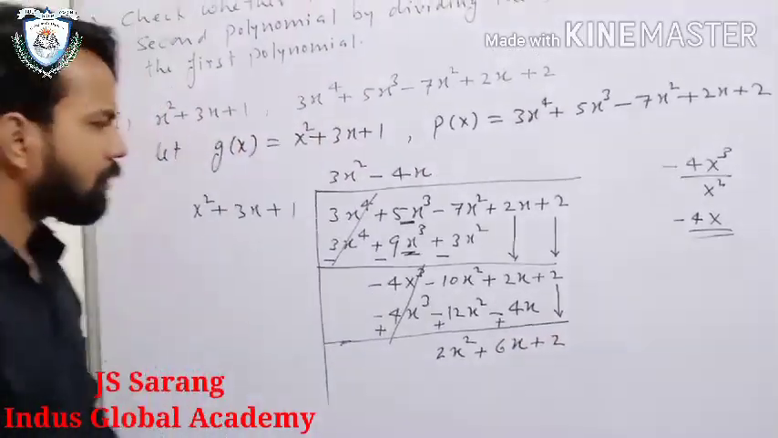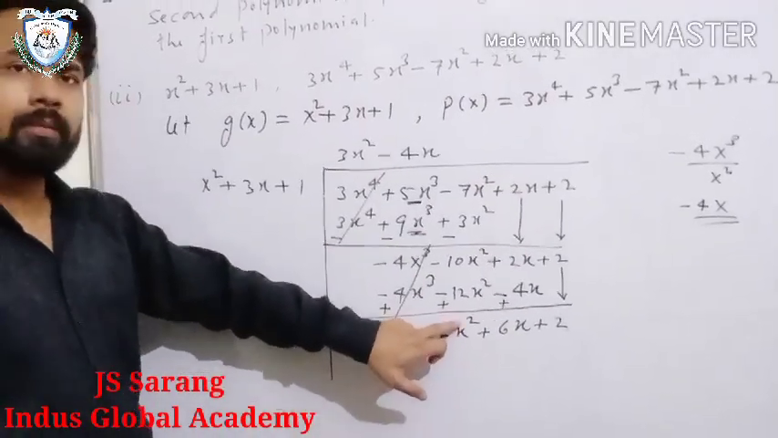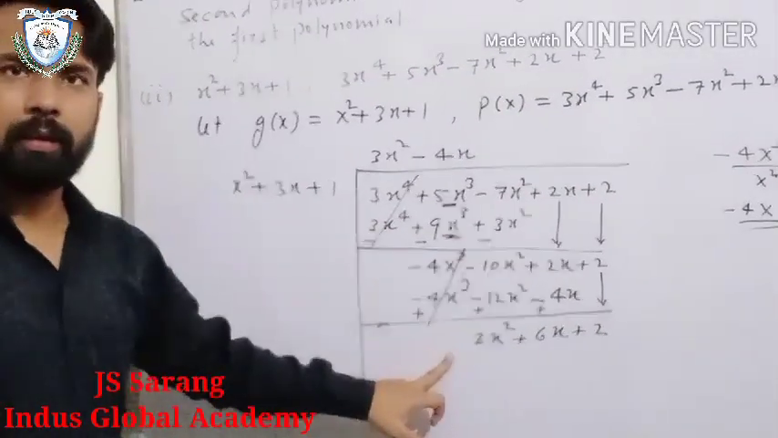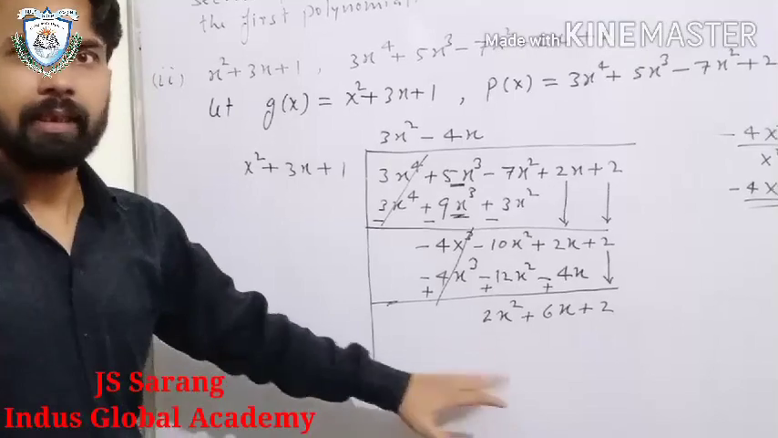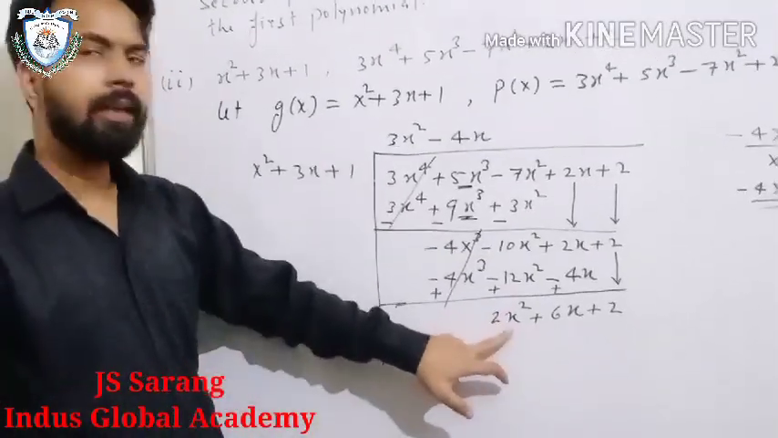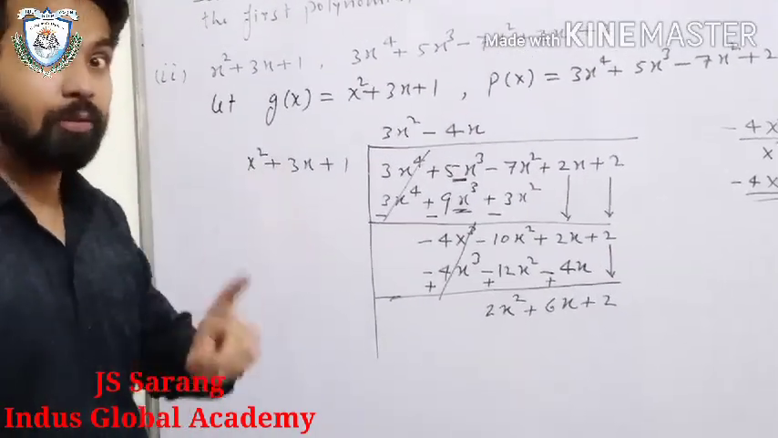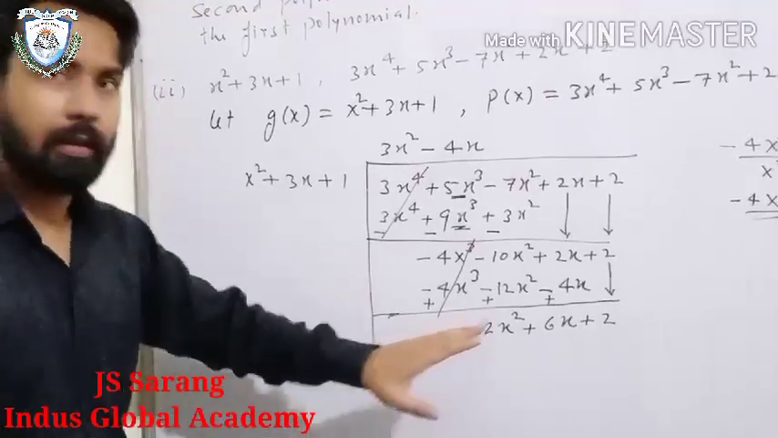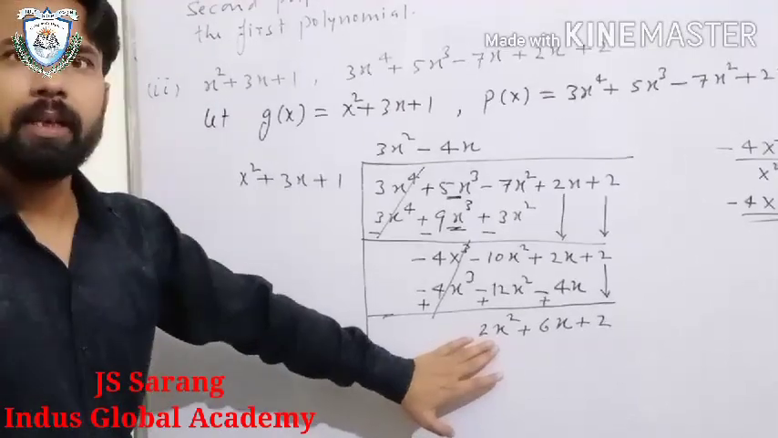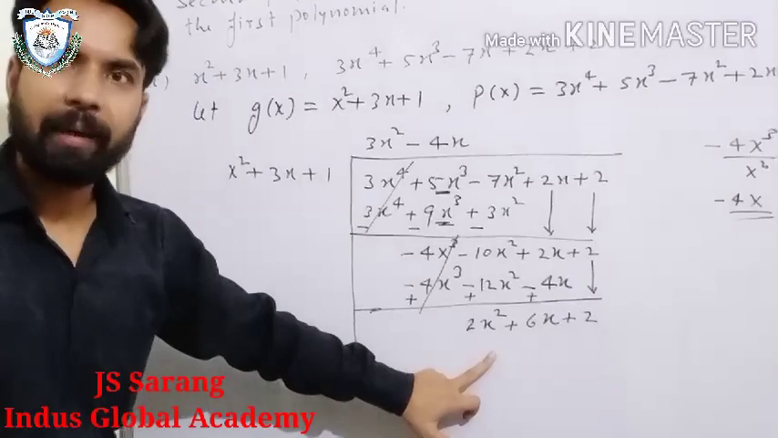Got it? Now see, what is the degree here? The degree of this polynomial is 2 and the degree of this polynomial is also 2. Means both the degrees are equal. That means we will divide further. It is not a remainder. Remainder will be only in the case when this degree is smaller than the degree of divisor. Understood? So please note this point. Keep this point in your mind. Whenever the degree of this polynomial is smaller than the degree of divisor, then only it will be a remainder.